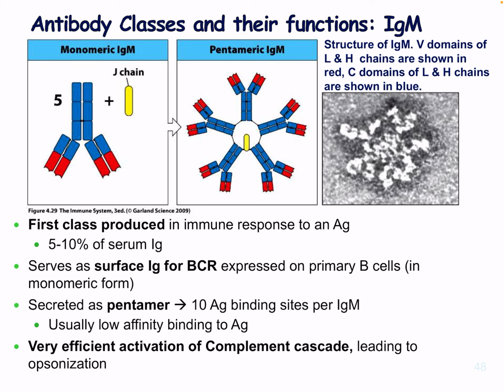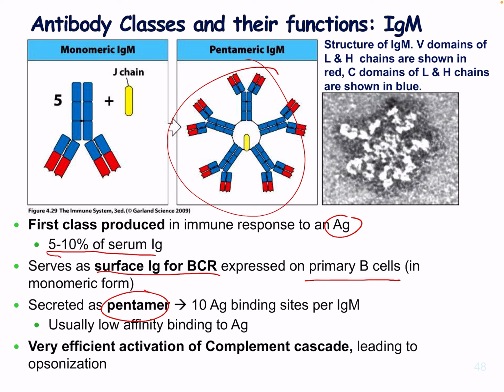So IgM is the first class produced in immune response to an antigen. It accounts for 5 to 10% of serum immunoglobulin. It serves as the surface immunoglobulin for B cell receptors. As we said, IgM and IgD are expressed first. It's on our primary B cells. It's secreted as a pentamer.